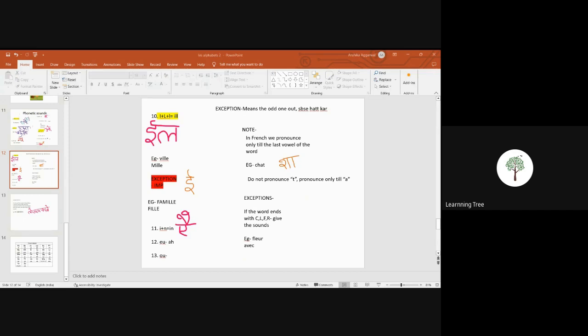In French, there are vowels like A, E, I, O, U, and H and Y are also considered vowels. Silent H and Y. A, E, I, O, U तो होता ही है, Y भी होता है और silent H भी होता है. ठीक है? Now I've written an example.